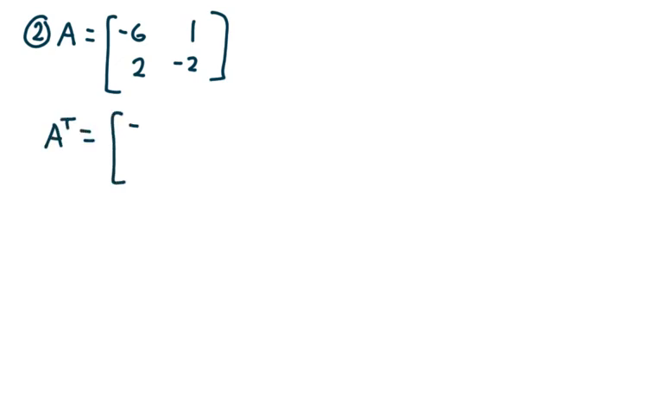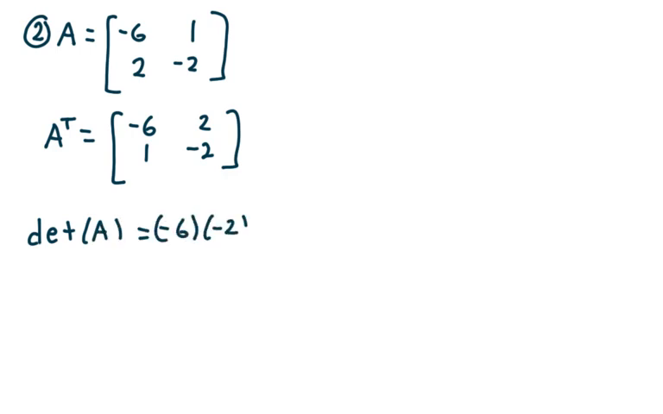Let's take a look at number 2. A is the matrix -6, 1, 2, -2. A transpose is the matrix -6, 2, 1, -2. If I take the determinant of A, I get -6 times -2 minus 1 times 2. That's 12 minus 2, which is equal to 10.